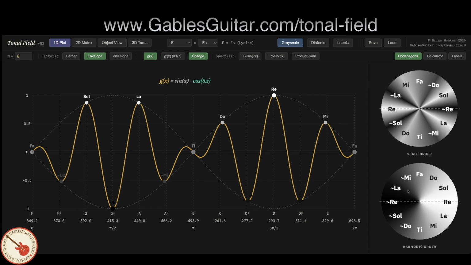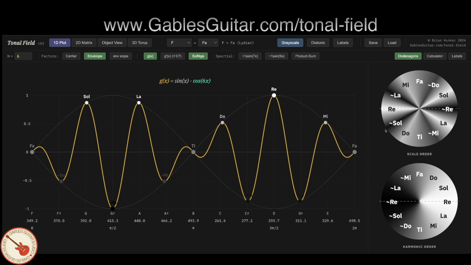Okay, but either way, when we do that, we can really see on the Dodecagons how the G of X values sort the harmonic order into a perfect gradient of luminescence. And we can see the chromatic pattern showing up in the scale order here. So now it's really clear to see where the half steps and whole steps actually are. Re to Mi to Fa to Sol to La to Ti to Do, back to Re.